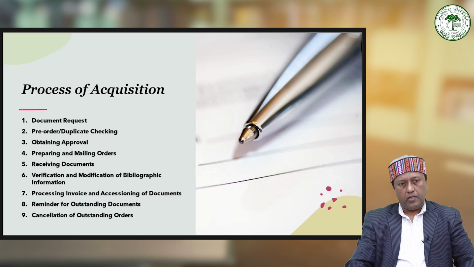And the last in this process is cancellation of outstanding orders. If the documents are not supplied within the grace period, they are treated as cancelled, and automatic notifications are sent to the vendors, and the library may place orders for the cancelled items with alternative vendors if necessary. So this is how things operate in the acquisition section.